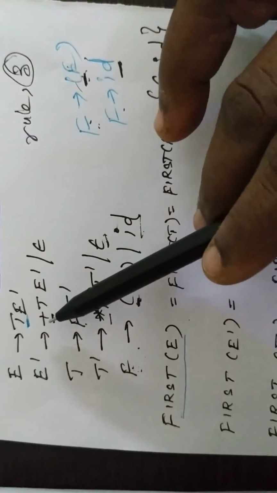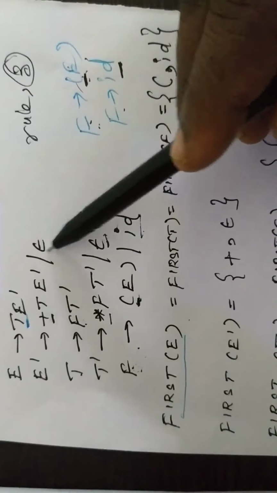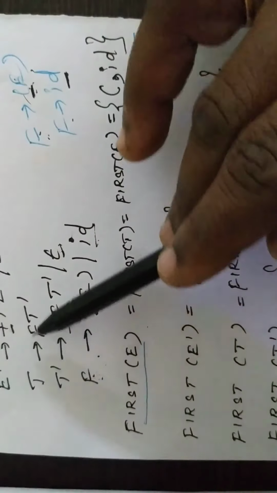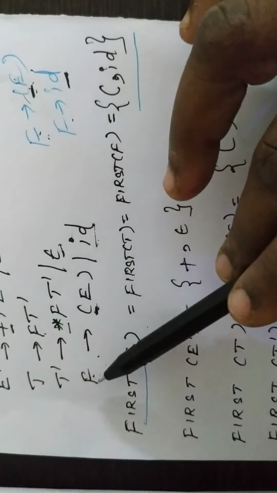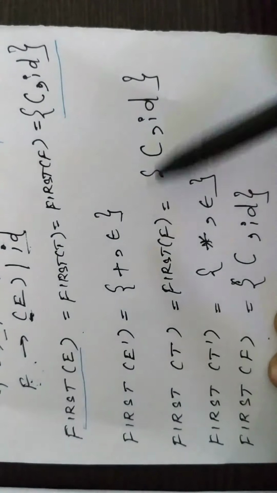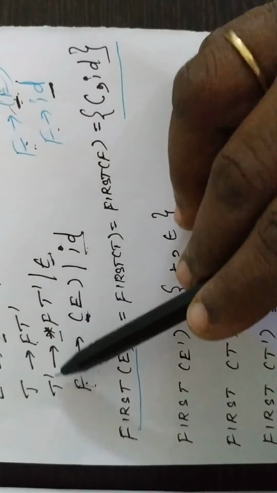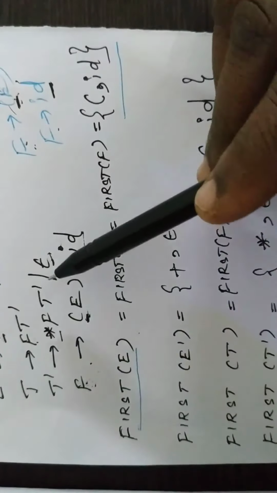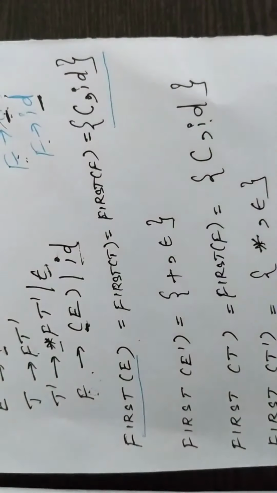What is first of E dash? Here the first symbol of E dash is a terminal, so we can write it directly, as well as epsilon. We have to add epsilon here. Then first of T. What is first of T? First of T is first of F, which is a non-terminal. Again we have to check its production. First of F we already have, open bracket, id, we can include here. Then come to first of T dash. The first symbol of T dash is star, which is a terminal. Directly we can write it, and epsilon we write directly. So this is the example of first.